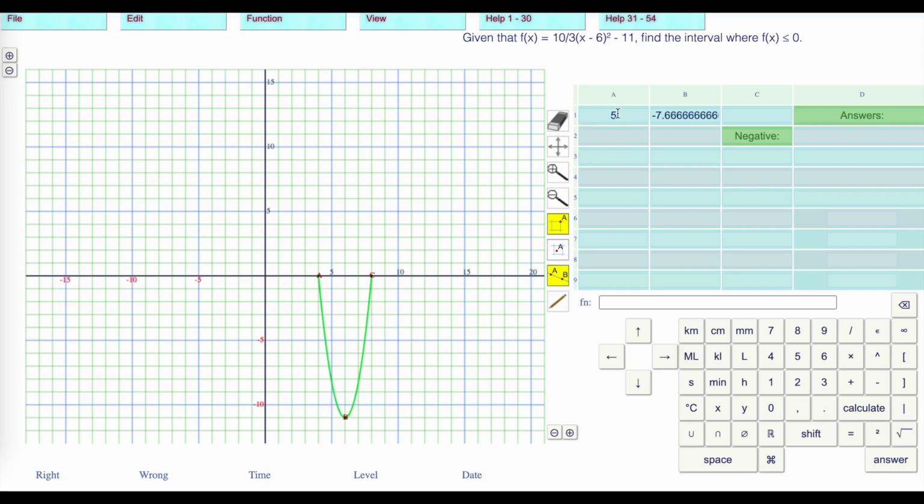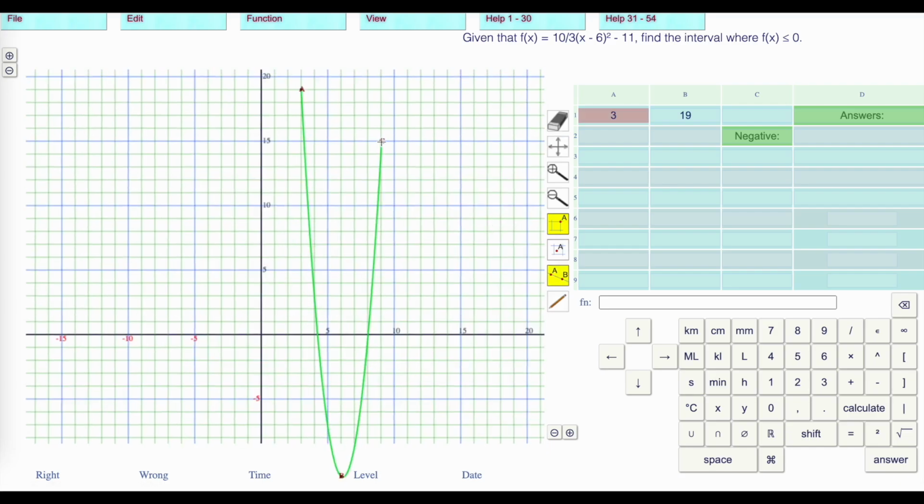At 5, we have minus 7.666. At 3, we have 19. When x is 3, we have positive 19. 9 should also give us 19. The problem looks like this. We're going to have to find the zeros exactly. 4 point something, something, something. And 7 point almost 8.